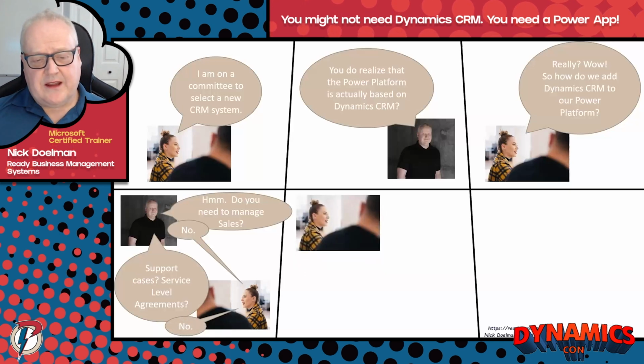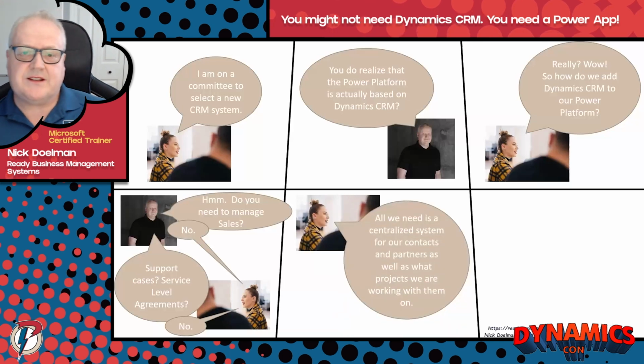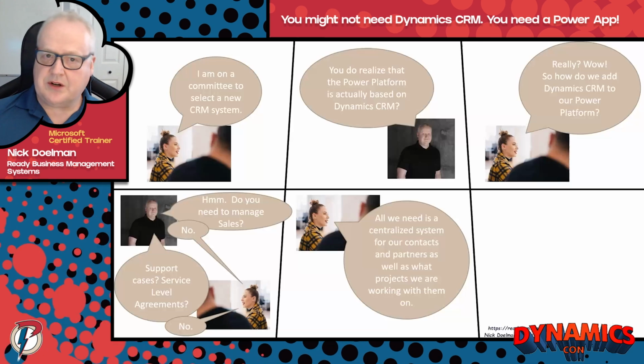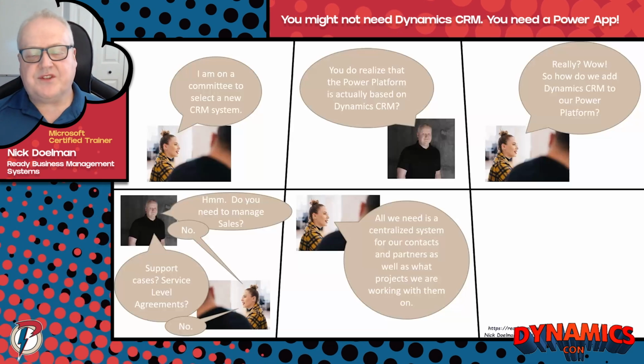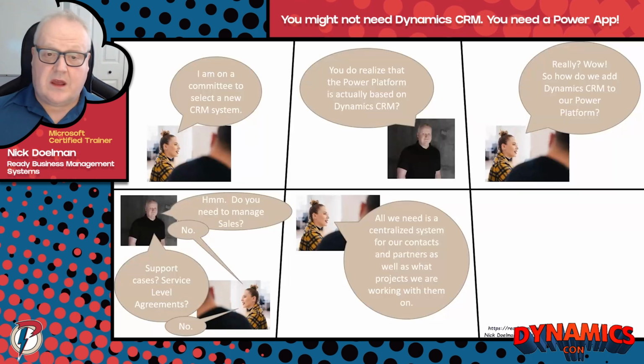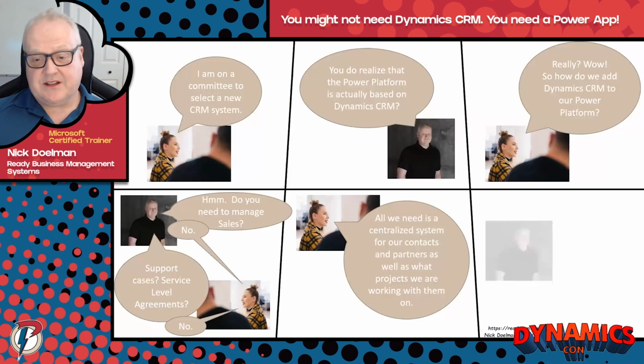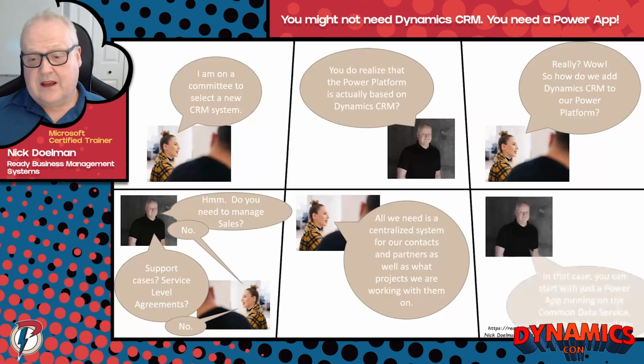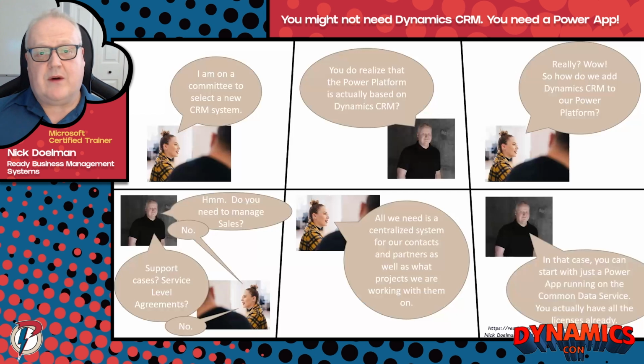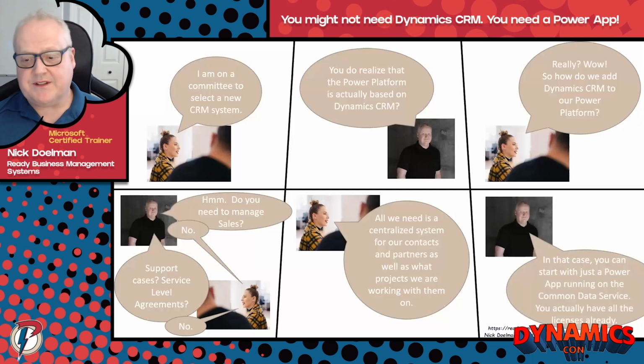So then she said, well, here's what we do want it for. We kind of want a centralized system with all our contacts, all our partners that we work with. And we also want to be able to link that into what projects they're working on, what initiatives and things like that. And I thought, wow, this is pretty interesting. So I said, you know what? You could start with a Power App. You don't need a full CRM system.